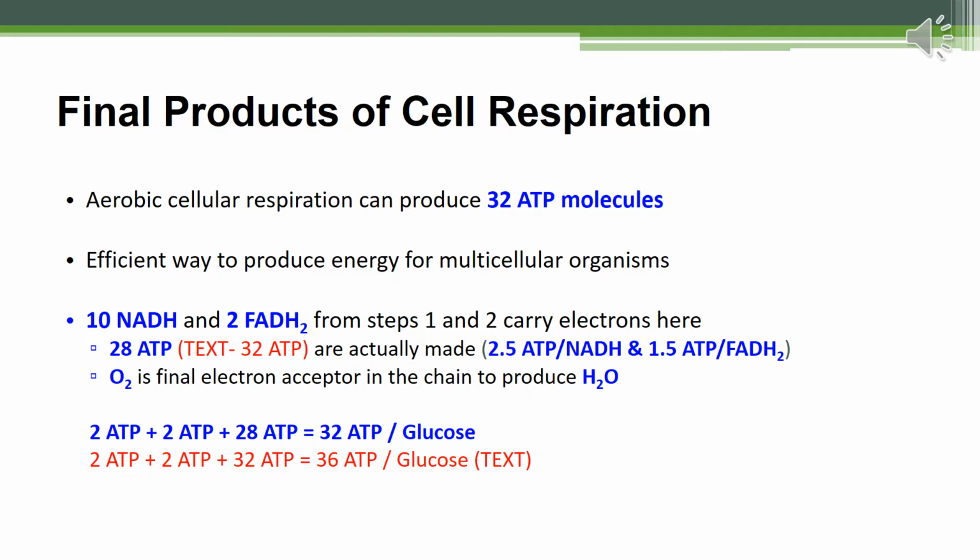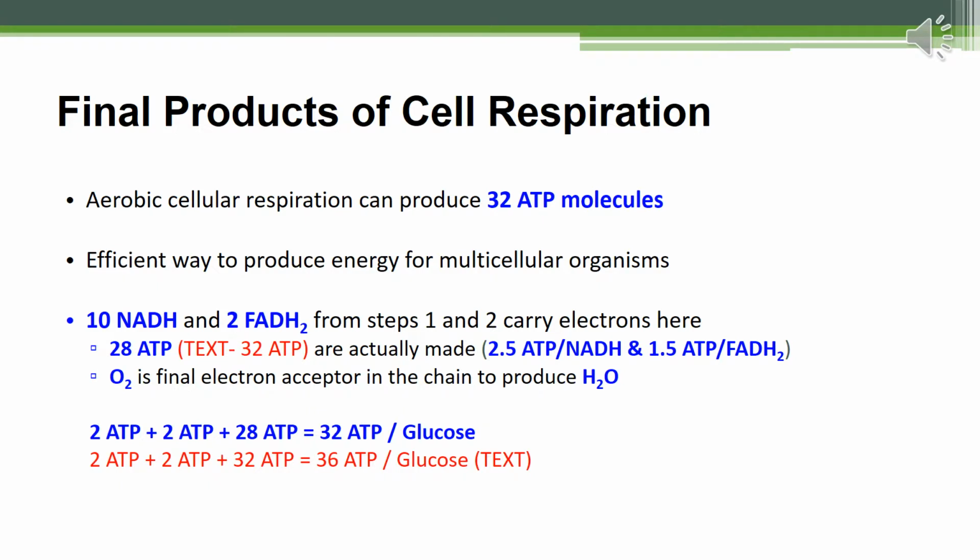So aerobic cellular respiration, which is cellular respiration involving oxygen, can lead to the production of 32 ATP molecules in total. And this is 32 ATP molecules from one molecule of glucose. This is the most efficient way to produce energy for multicellular organisms. And we can, of course, carry out fermentation, but we produce way less ATP from that.